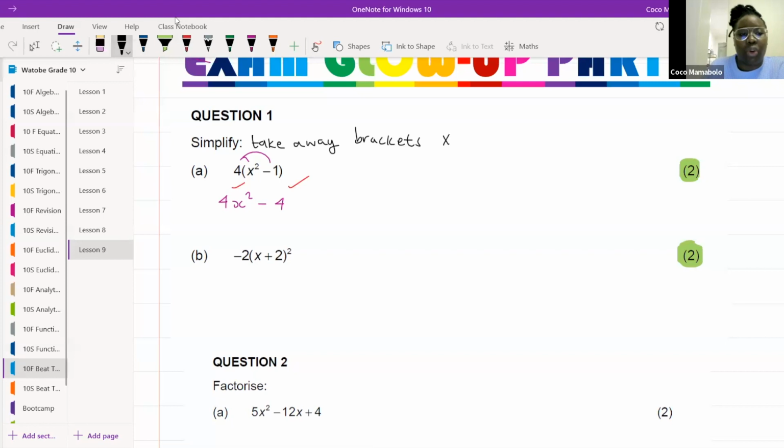Now, this question is a little bit more difficult or a little bit more tedious in that this x plus 2 is all squared. So what we need to do is rewrite x plus 2 twice. We need to bring the negative 2 with us and rewrite this x plus 2 two times: x plus 2, x plus 2. So our final answer here, negative 2, and in brackets we'll have x squared plus 4x plus 4. And then we need to distribute that in: negative 2x squared minus 8x minus 8.